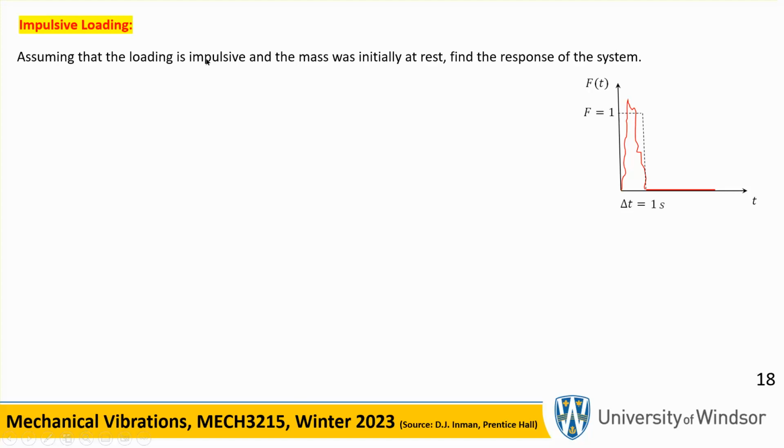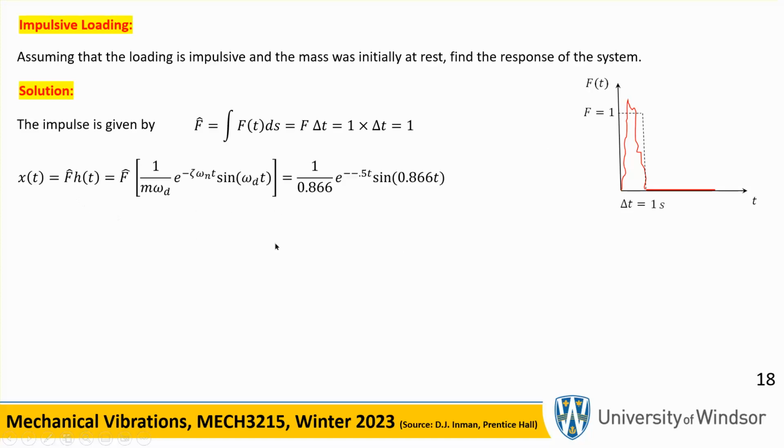I'm assuming that it's an impulsive force like this, of short duration, and then it drops to zero, with the mass starting from the rest condition. Find the response of the system. Well, first of all, if you have an impulsive force, find the impulse, the area under the curve. Because I wanted to approximate this height with a height of 1, the area of that rectangle is 1. And then for the response of the system, just go ahead to the impulse response function and plug it in.